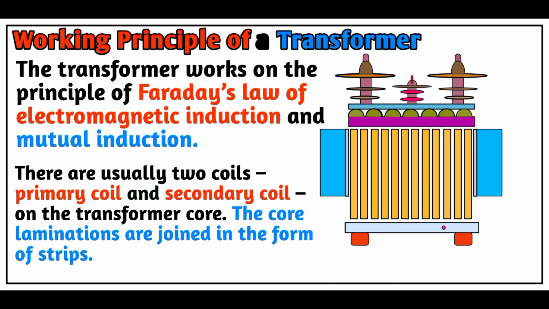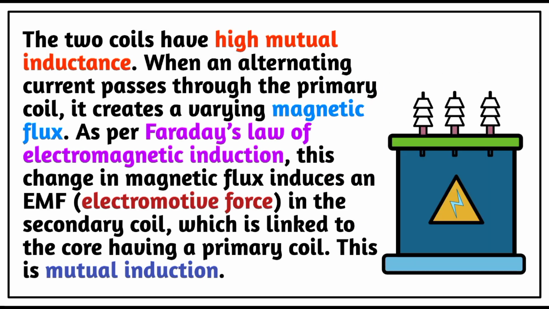Working principle of a transformer. The transformer works on the principle of Faraday's law of electromagnetic induction and mutual induction. There are usually two coils, the primary coil and the secondary coil. On the transformer core, the core laminations are joined in the form of strips. The two coils have high mutual induction.